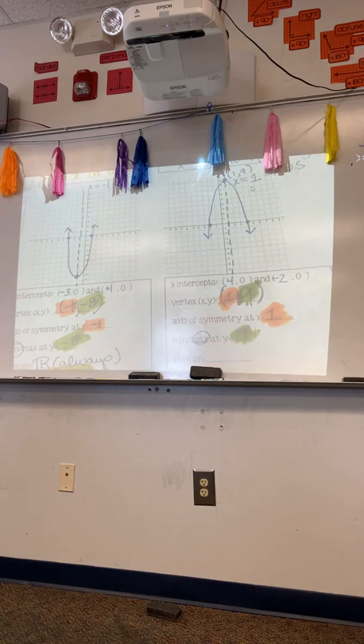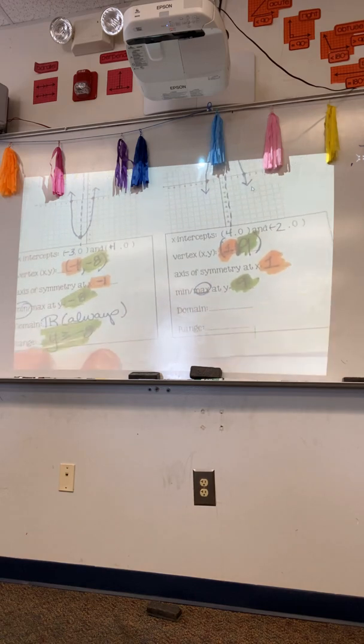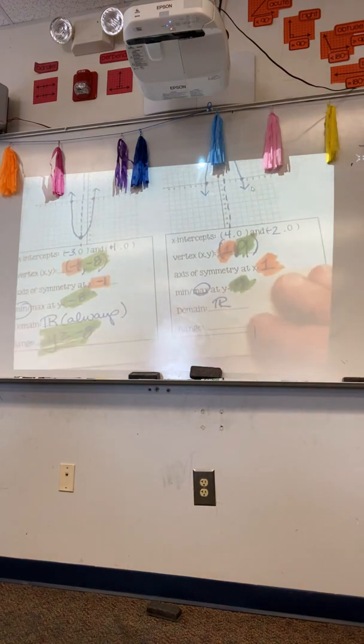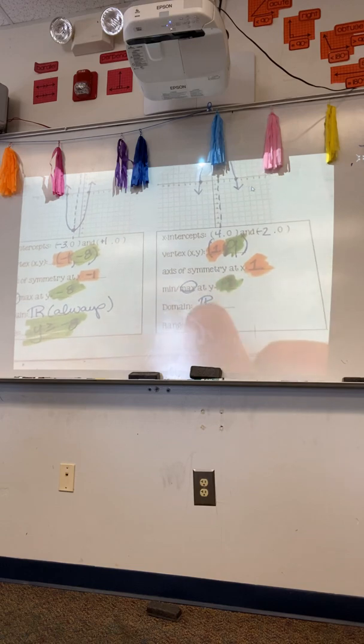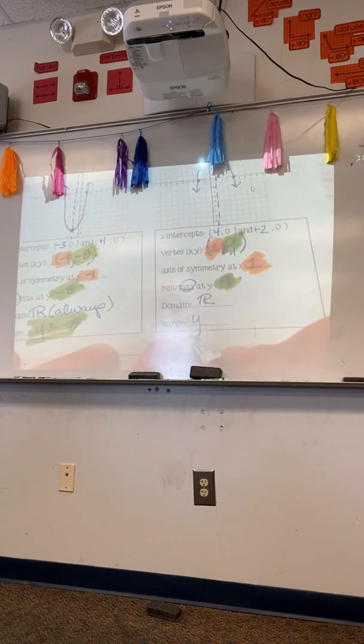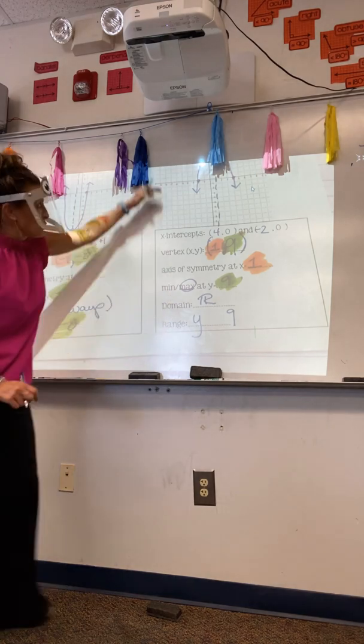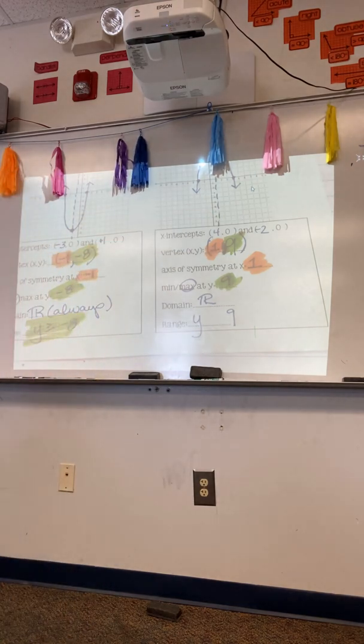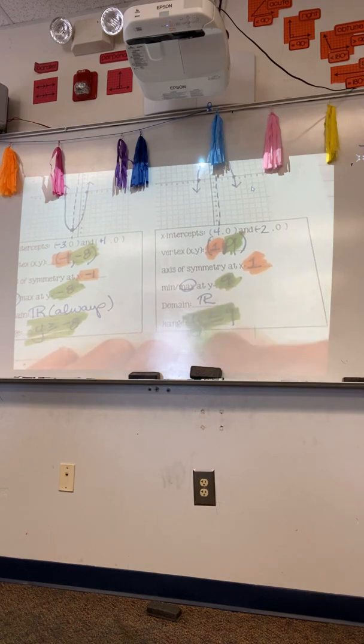All right, what's your domain, everybody? All real numbers. Now I don't even have to really look at the graph too much. The range, I know it's y, and I know it's a 9. Less than or equal to, because it's going downward. You so smart! And again, that's your y value.